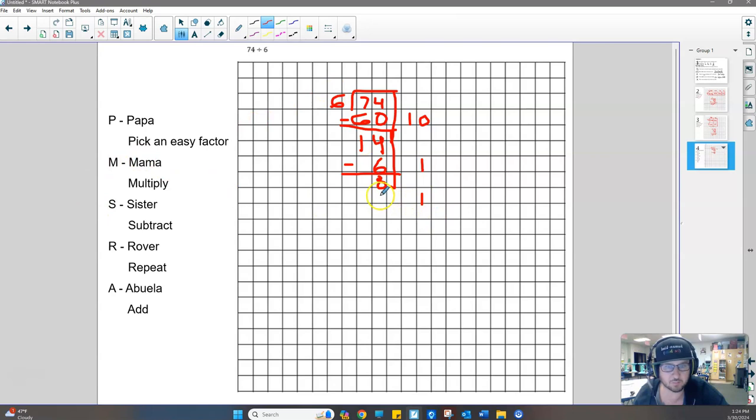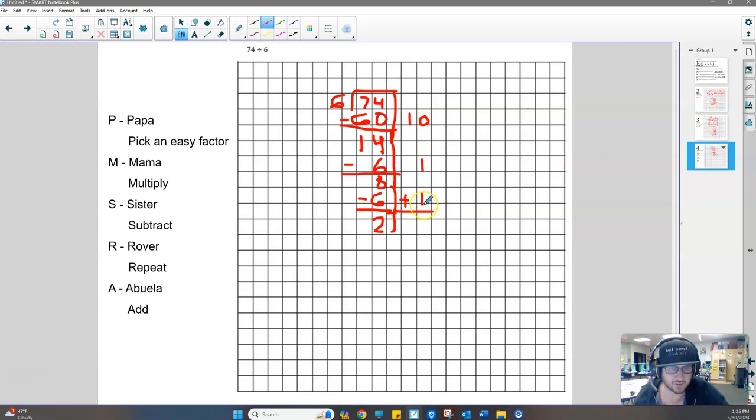Mama tells me to multiply. 6 multiply 1 is 6. Sister tells me to subtract. That leaves me 2. Now, 2 is as close to 0 as I can get because there's no more groups of 6 in 2. 2 is less than 6, so this tells me I am done. Papa, Mama, Sister, Rover. I can't repeat anymore, so now Abuela tells me to add.